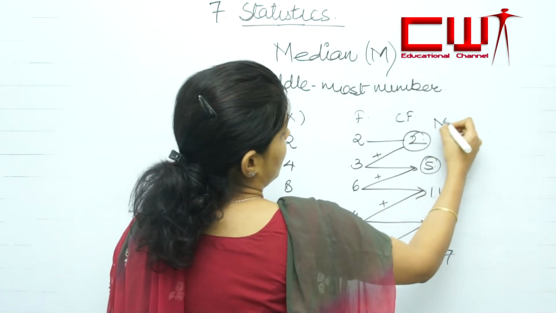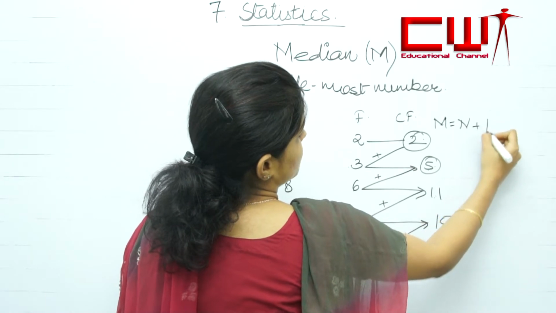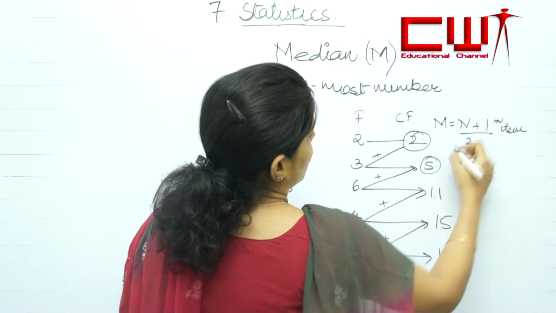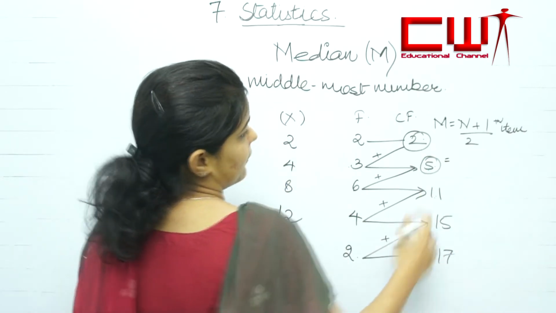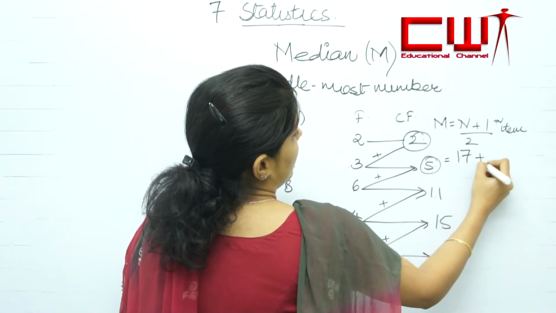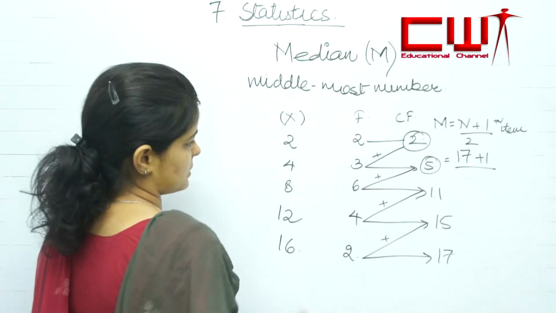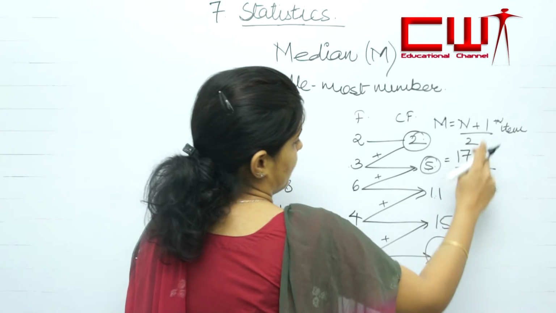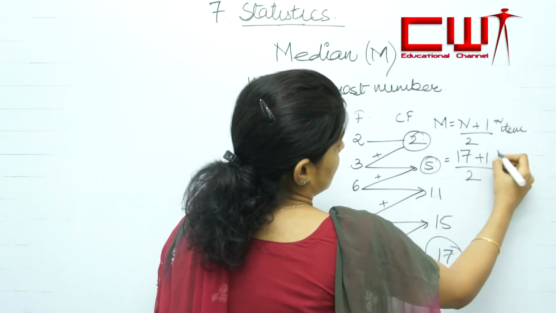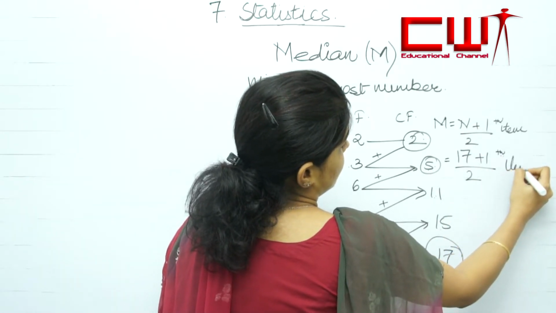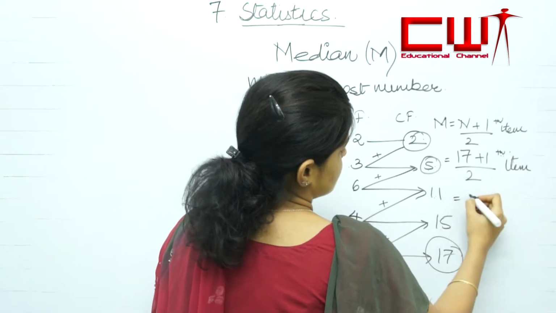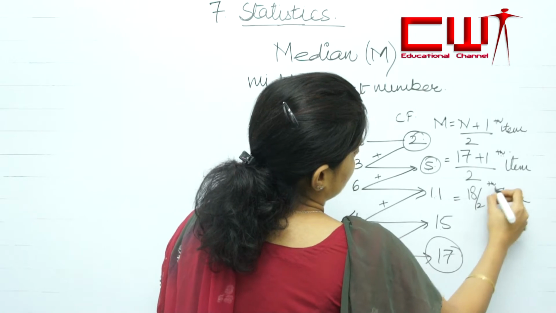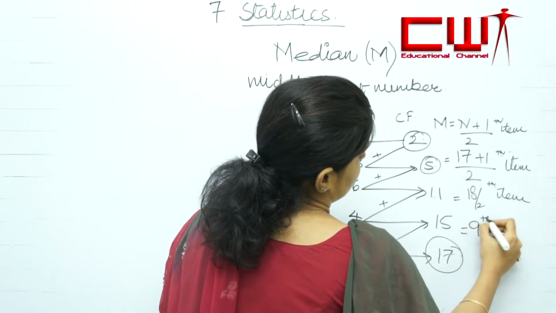It will be m equals (n plus 1) upon 2th item. Right? What is n? N is 17. Plus 1. You will not take the serial number because it is not given to you. So the last CF will be your n. 17 plus 1 by 2th item. So 17 plus 1 is 18 by 2th item. Right? 18 by 2 is 9.